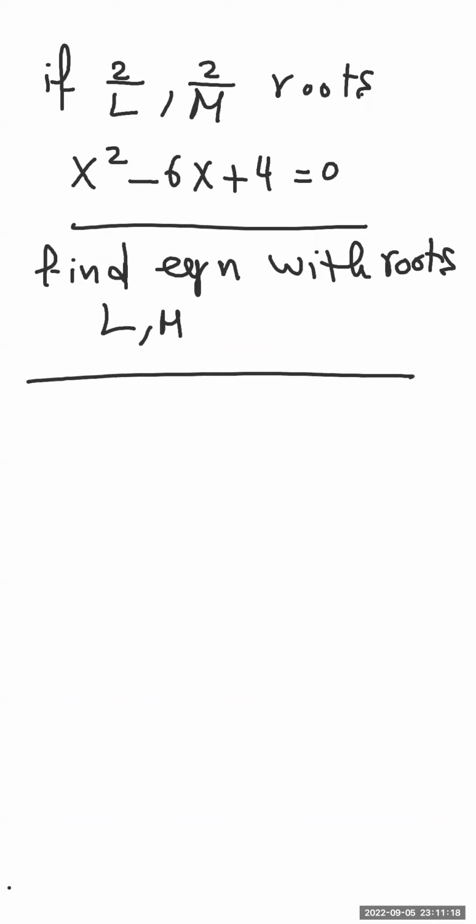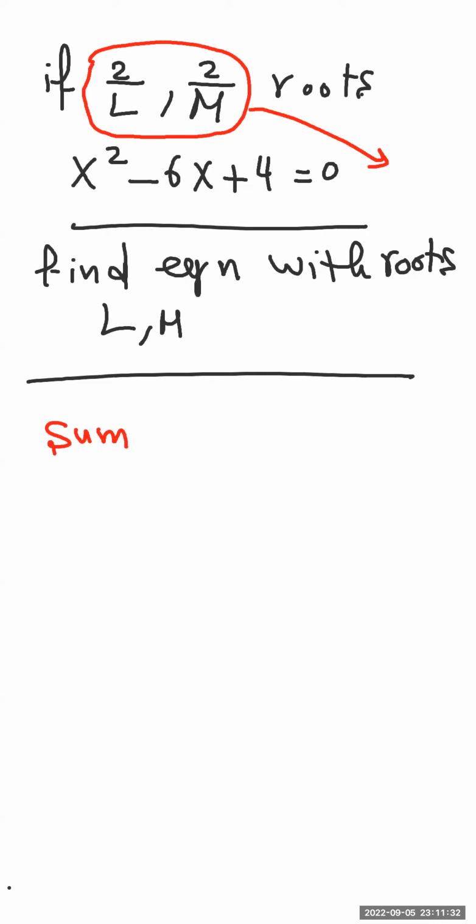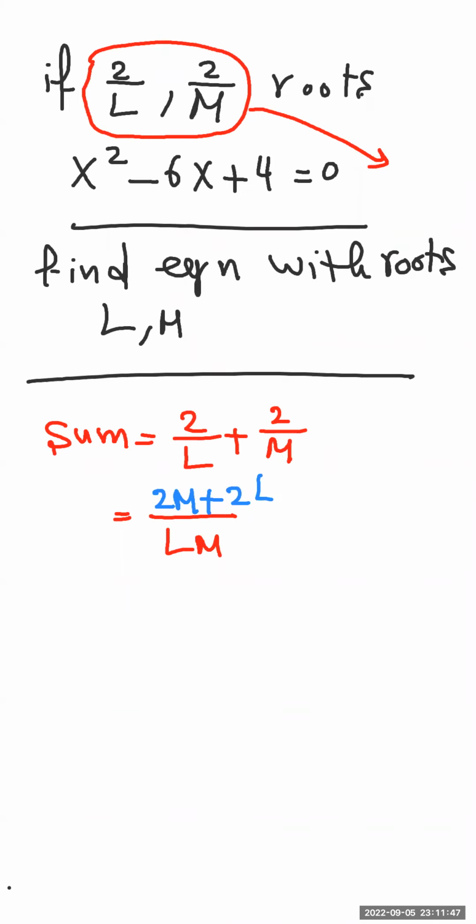Okay, so now guys, the two roots for this equation are given. It's 2 over L and 2 over M. So the sum of the two roots equals 2 over L plus 2 over M, which means over LM, multiply the denominators, then use cross multiplication, 2M plus 2L. Now 2 is a common factor, so 2 times (L plus M) over LM.